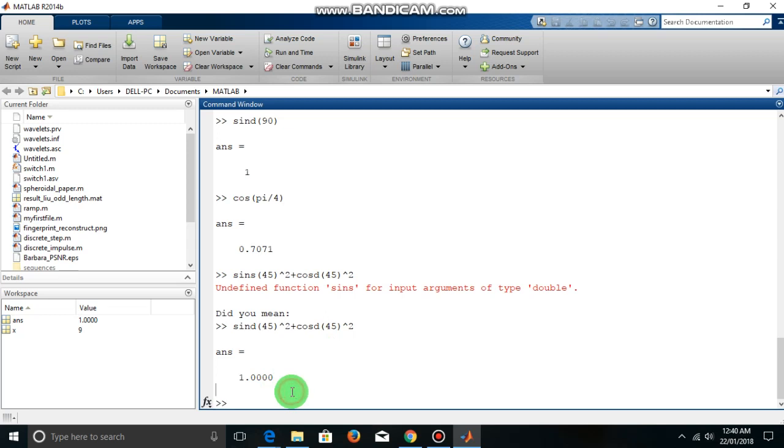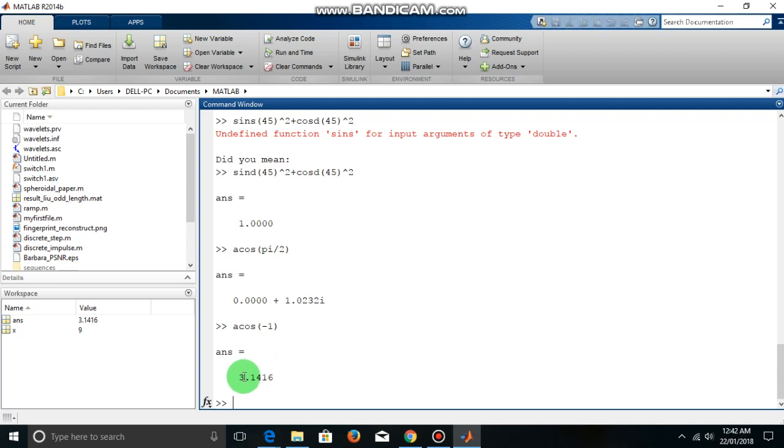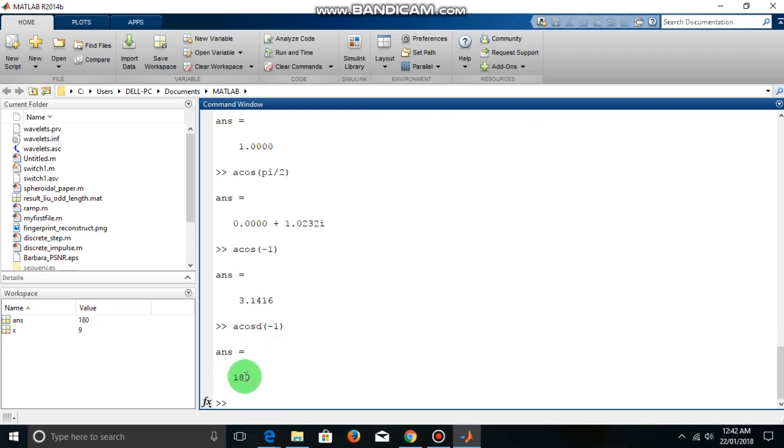For inverse trigonometric functions, say we want to calculate cos inverse of pi by 2, then we have to write acos. I'm sorry, this quantity must be in between minus 1 and plus 1, since the range of the cos function is from minus 1 to plus 1. So say acos of minus 1, so this will be pi, cos pi is minus 1. Now again, if you want this angle in degrees, then we have to use acosd here, and now this will be in degrees.